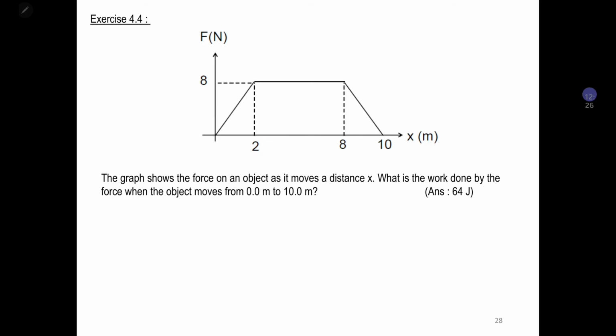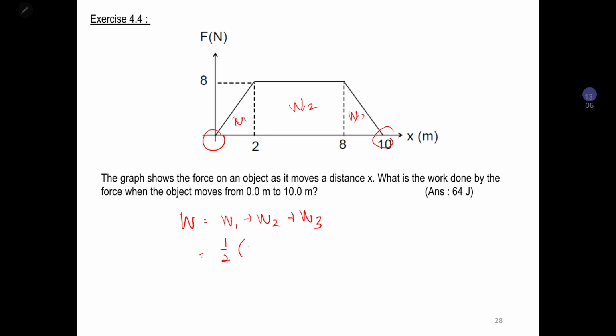Okay, for example, bagi graph F lawan X, the graph shows the force on an object. What is the work done by the force when the object moves from 0 to 10 meter? So, dia tanya work done daripada 0 to 10 meter. Okay, so the work done adalah sama dengan the area under graph. Okay, so this one is triangle, rectangle dan juga triangle. So, the work done sama dengan, kita bagikan W1, W2, W3. So, sama dengan W1 plus W2 plus W3.